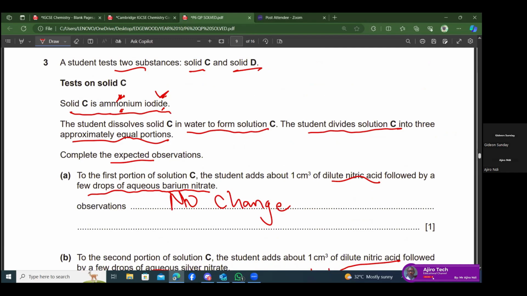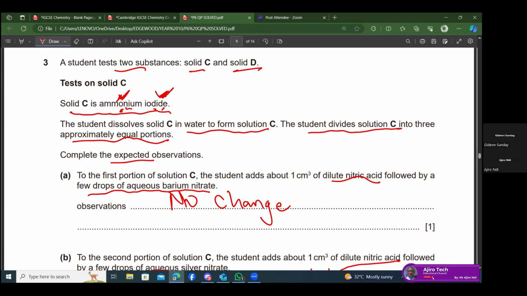Okay, so just hasten up a bit. This is where you test for substances. You are given solid C and D, and you are told that solid C contains ammonium iodide. So because you are given the name of the compound here, it is very possible that you'll be testing for either ammonium or the iodide. Okay, this is where you get to make use of the table. You don't have to cram any value, so you make use of the table.